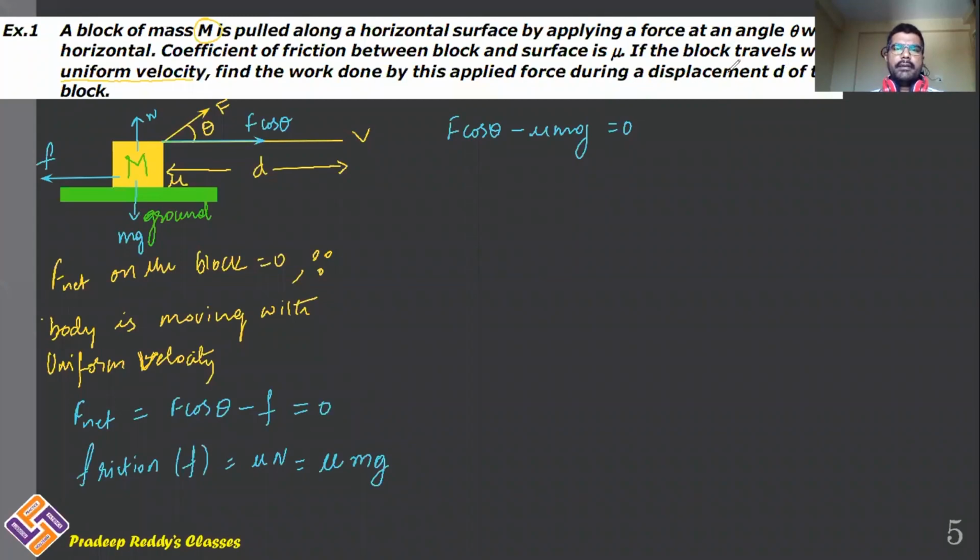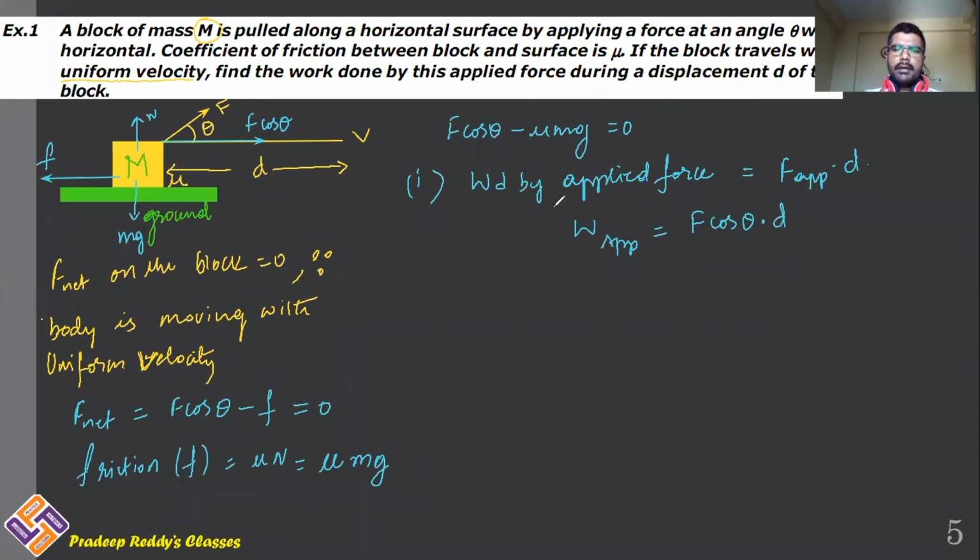Now what are you asked to find? If the block travels with uniform velocity, find the work done by this applied force during a displacement d of the block. So the thing to be remembered is, work done by the applied force is equal to F applied dot displacement d. So the work done by the applied force is equal to, what is the applied force here? F cos theta. And what about the displacement? It is d. This is the work done by the applied force.